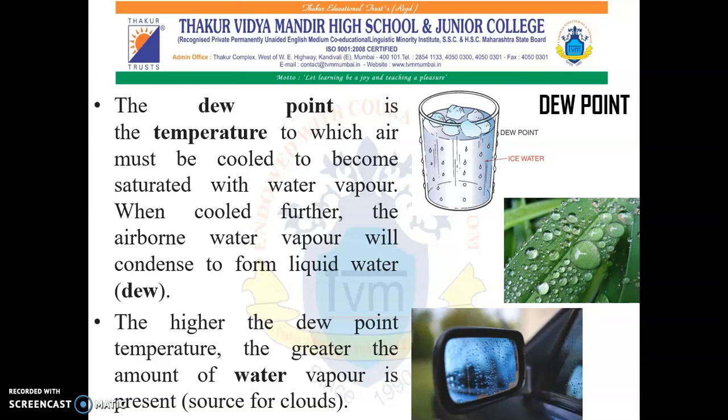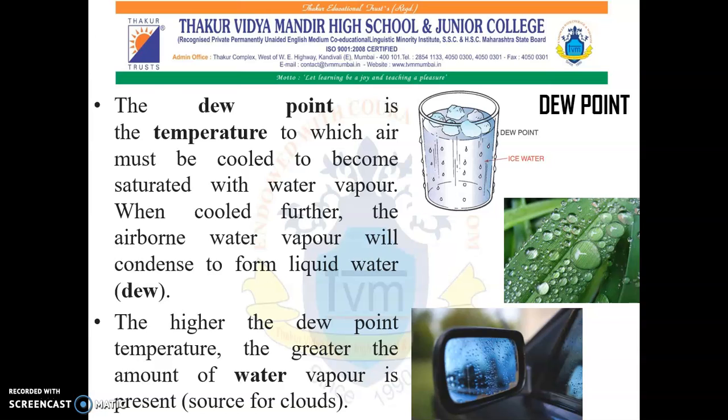That is called dew. When the air contains the maximum possible water vapor, it is said to be saturated with the vapor at that particular temperature. The amount of water vapor needed to saturate the air depends on the temperature of the air. If the air temperature is low, it needs less vapor to saturate the air.